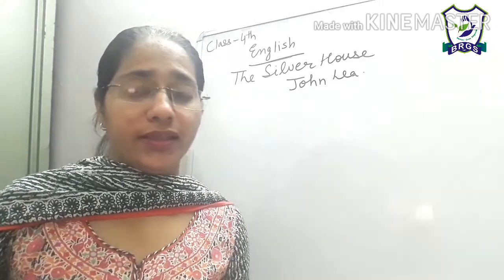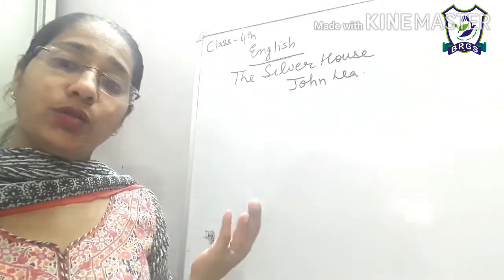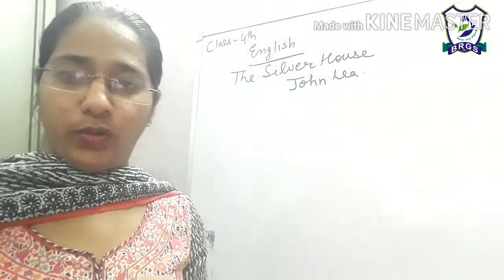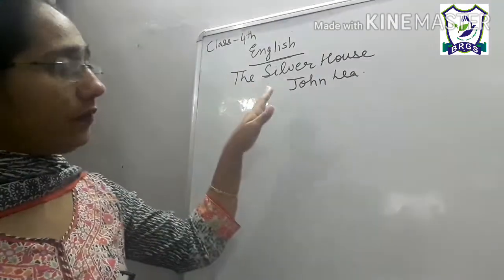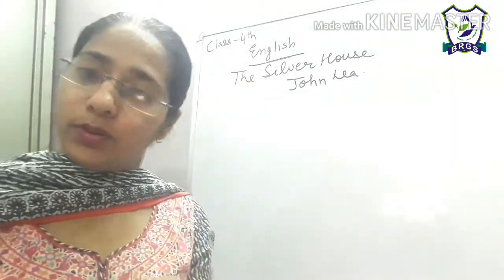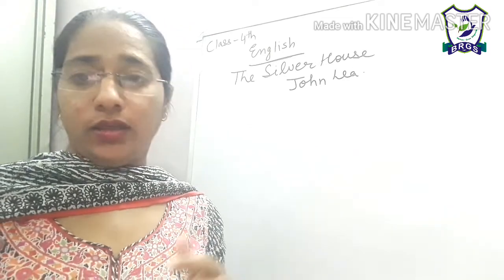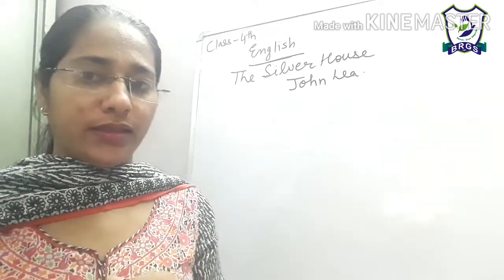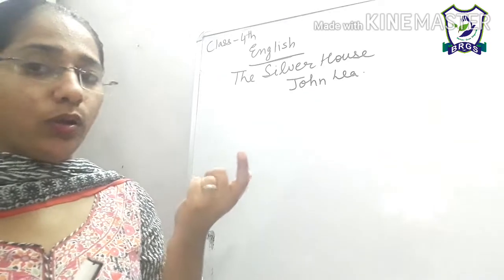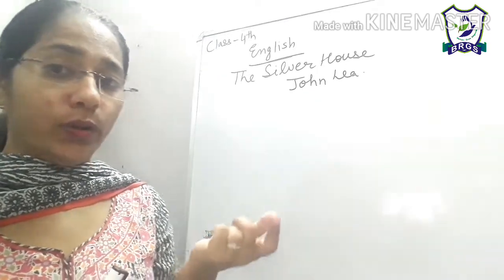The poet in this poem is talking about one of those neighbors only. He is calling that neighbor the silver house. Okay? So now you have to guess which neighbor in our space can be called the silver house.